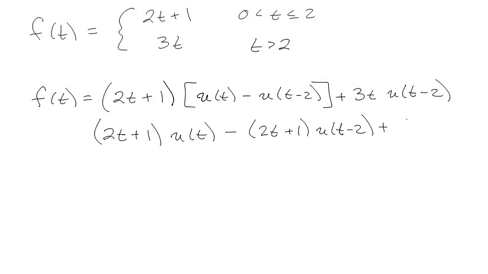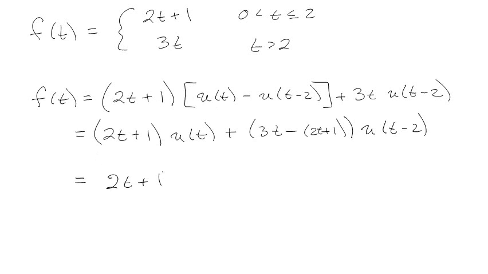And then I'd be Laplacing, well, if I combine those last two, I would get 3t minus 2t plus 1 times u of t minus 2. And you might have an aha moment here in a second. So I've got u(t), and then 3t minus, well, that's just going to be t minus 1. And that's where that t minus 1 comes in, u(t minus 2).